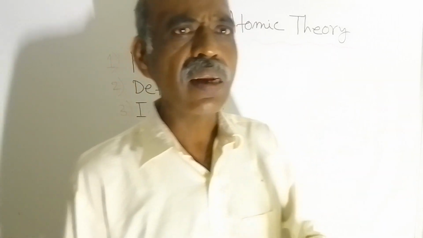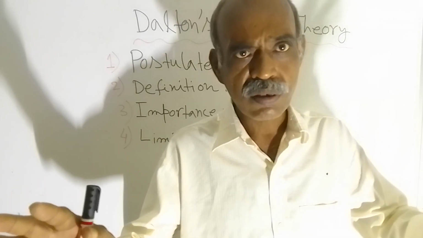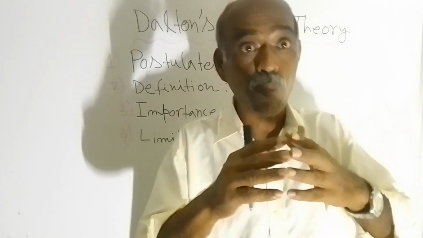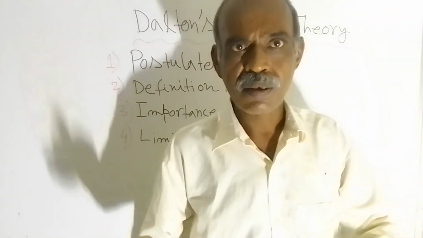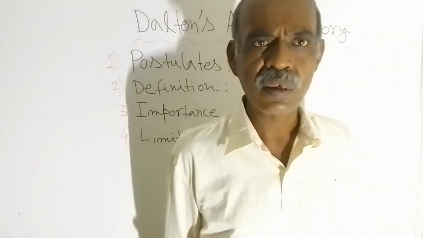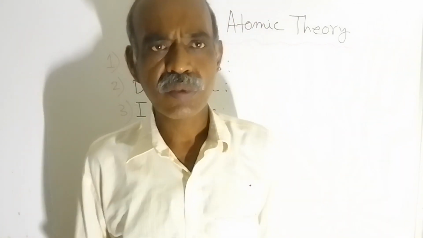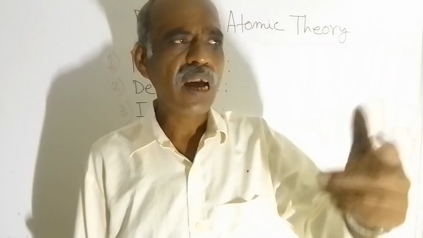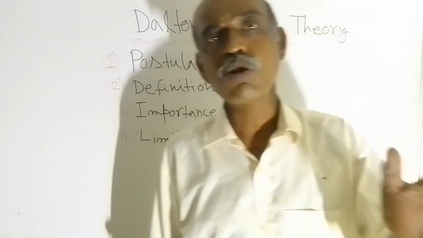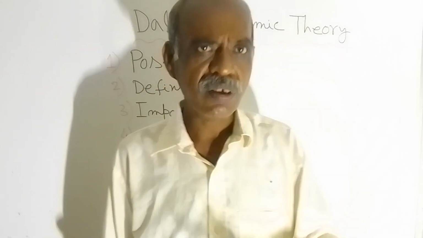Then atoms are indivisible, meaning atoms cannot be divided at all. Because he has already mentioned that it is the smallest particle. Smallest means smaller than this is not possible. That means it is indivisible. Atoms cannot be divided. Next comes, it is indestructible. Atoms cannot be destroyed. Destruction of atoms is not possible.